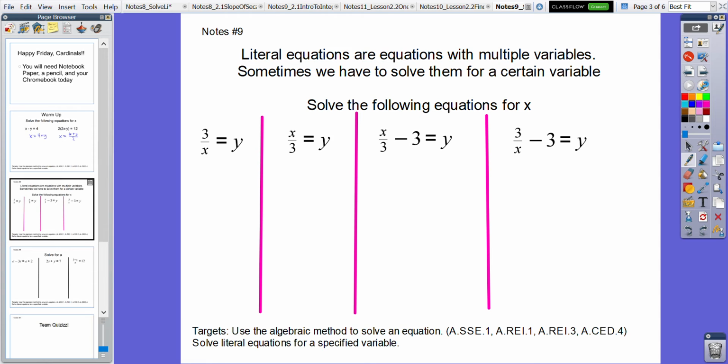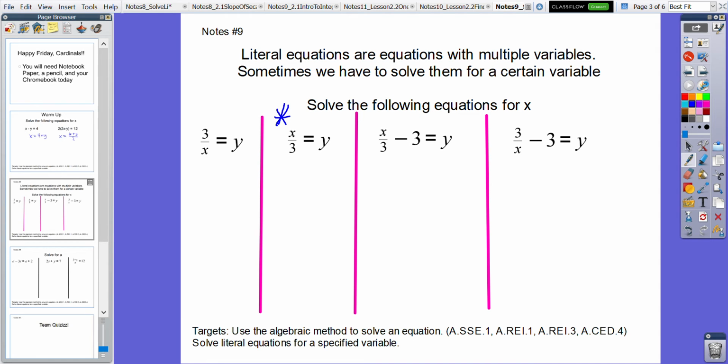So in these four examples, go ahead and write these down. Pause the video right now. Give yourself some time. Write down these four equations. With these four, we have a couple of examples where x is in the numerator of a fraction and where x is in the denominator of a fraction. I'm going to start with x divided by 3 equals y, the second equation right here, because this is one we know how to solve already.